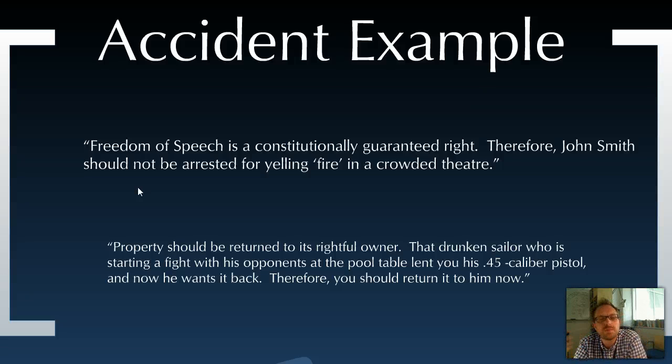Another example here would be property should be returned to its rightful owner. The drunken sailor who's starting a fight with his opponents at the pool table lent you his .45 caliber pistol, and now he wants it back. You should return it to him right now, right? So there the idea is, a general rule is you should always return property that's lent to you, right? In this case, the drunken sailor who wants to shoot someone is asking for his pistol back. Should you give it to him? Well, no, right? You should not give it to him, right? That's misapplying a general rule.